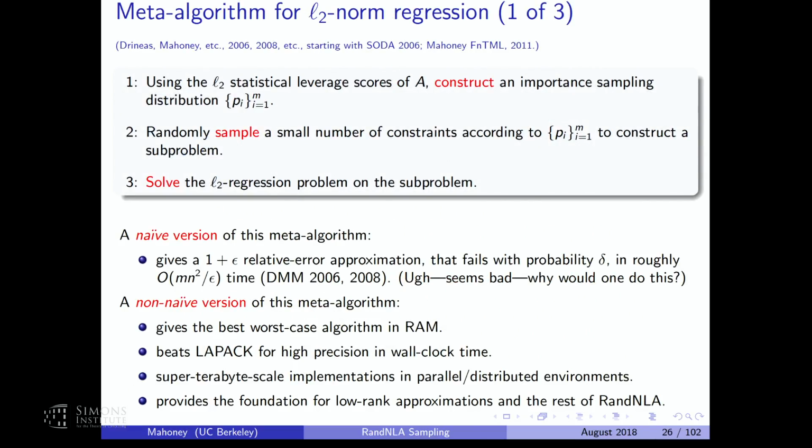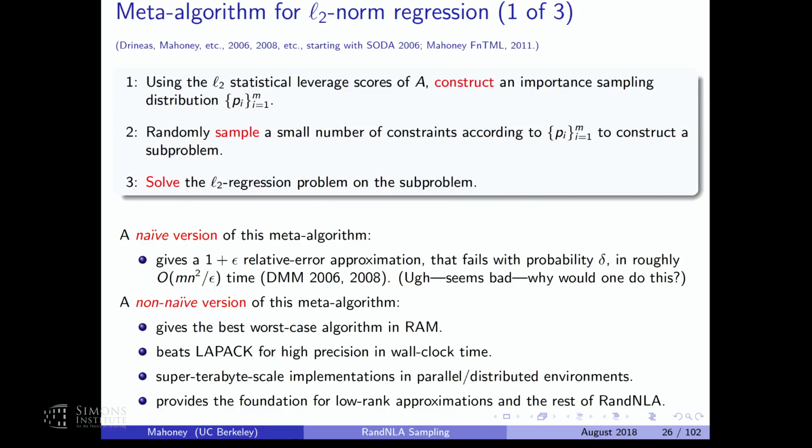So here's the basic least squares algorithm. Compute this non-uniformity structure. Randomly sample a small number of constraints, and then solve the subproblem. So this is sketch and solve. Give me a sketch, solve. A naive version.